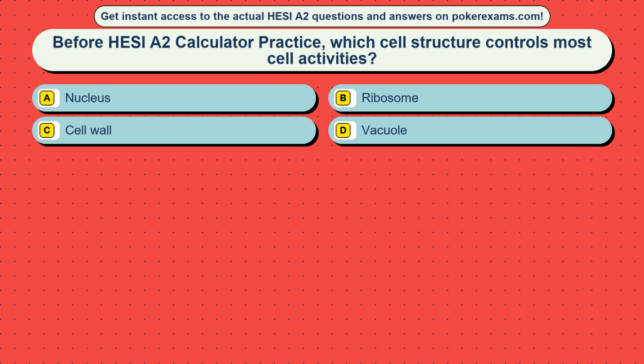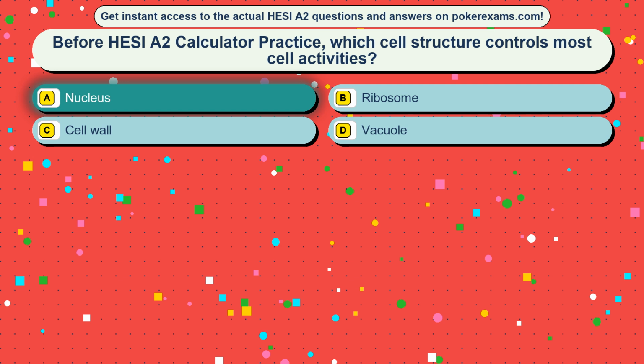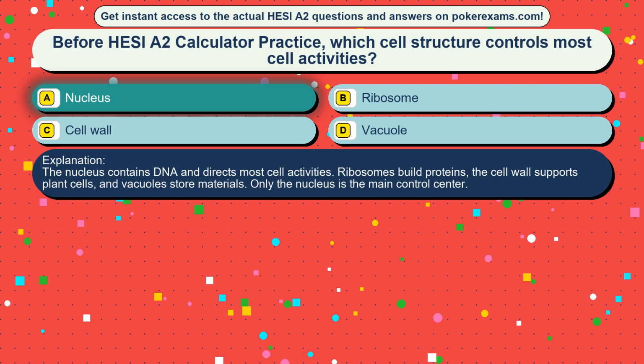Question 45. Before HESI A2 Calculator Practice, which cell structure controls most cell activities? Option A, nucleus. Option B, ribosome. Option C, cell wall. Option D, vacuole. The correct answer is option A, nucleus. The nucleus contains DNA and directs most cell activities. Ribosomes build proteins, the cell wall supports plant cells, and vacuoles store materials. Only the nucleus is the main control center.